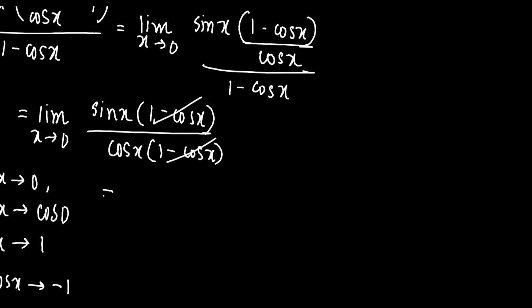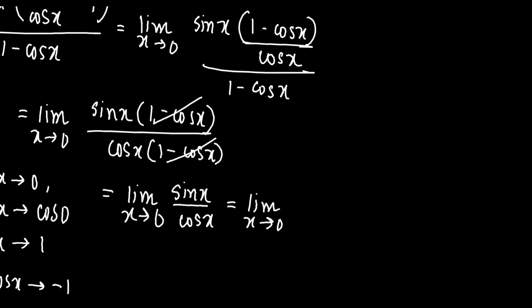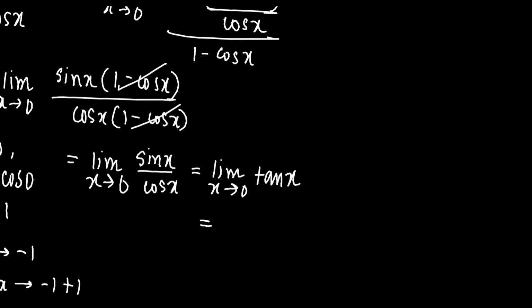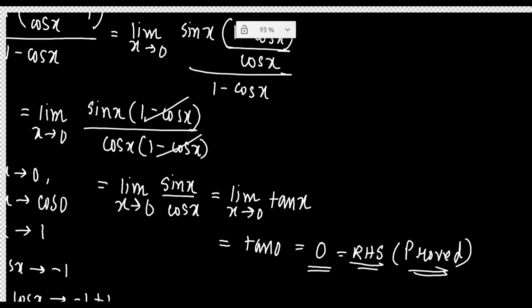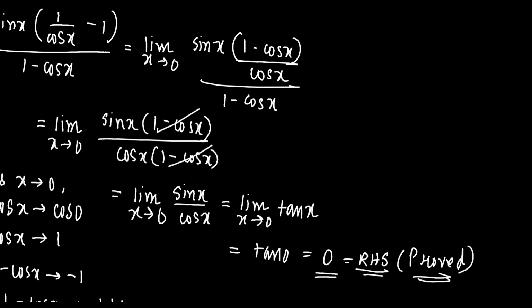So we are left with limit x tends to 0 of sin x by cos x. So it is limit x tends to 0 of tan x. Now if we apply the limiting value, tan 0 is 0. That means tan of 0 is 0, and that is the RHS, proved. So this was our sum. Now we come to the fourth question.